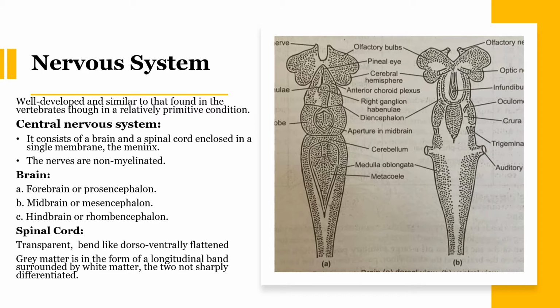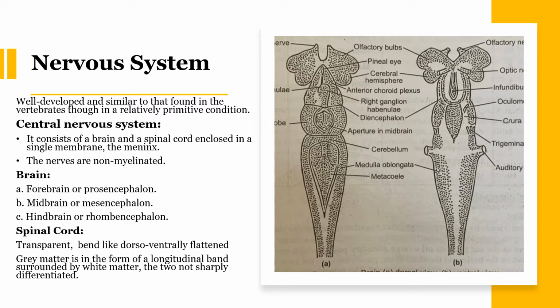First of all, we are going to discuss the central nervous system, which consists of a brain and the spinal cord enclosed in a single membrane, the meninx. The nerves are non-myelinated. The brain of Petromyzon has three parts: forebrain or prosencephalon, midbrain or mesencephalon, and hindbrain or rhombencephalon. Here in this picture you can see these three parts, which are differentially demarcated from each other.